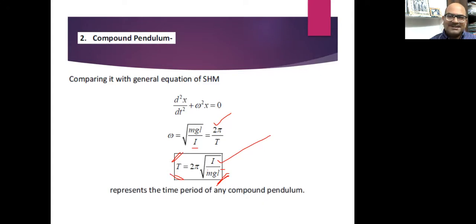So I hope listeners you can understand this, that it is very easy to find. Whatever the object is, if you know the dimensions, the mass and the distance from the axis to the point where the center of mass is lying, you can easily find its time period if that object takes oscillations in simple harmonic motion. Now the third part is very important as far as SHM is concerned: mass attached to a spring.